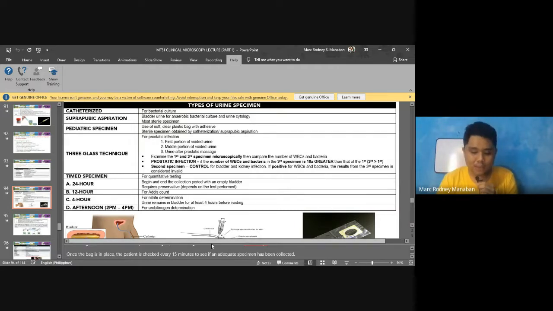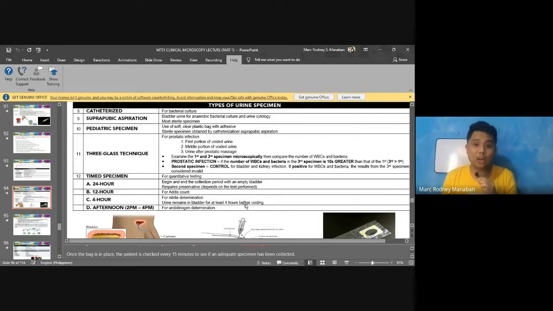Now we go to the timed specimens. Of course, usually we perform this for quantitative testing. So we have the 24-hour, 12-hour, 4-hour, and the afternoon. Take note, for the 24-hour, yesterday we discussed creatinine. You begin and end with an empty bladder. It may require preservative depending on the test that you perform. Usually for 24-hour, refrigeration only. After collection, return it to the refrigerator.